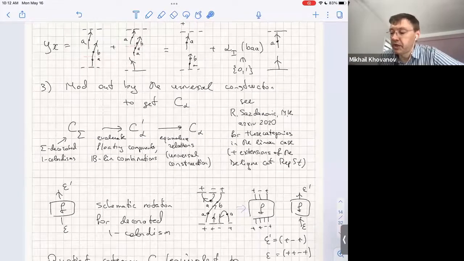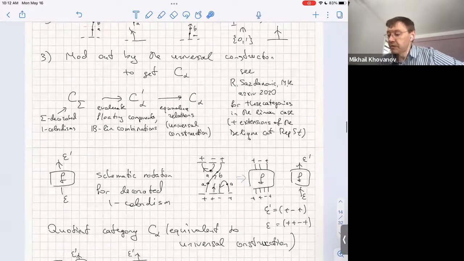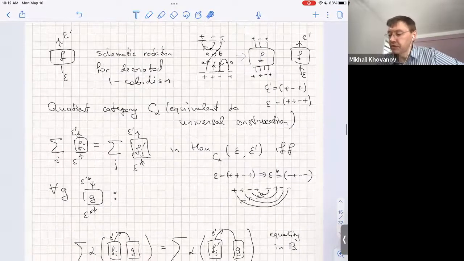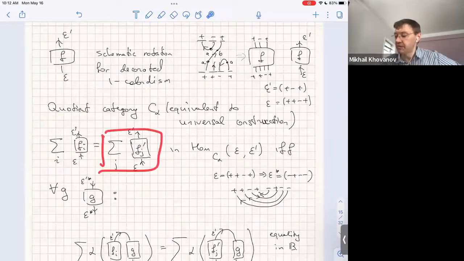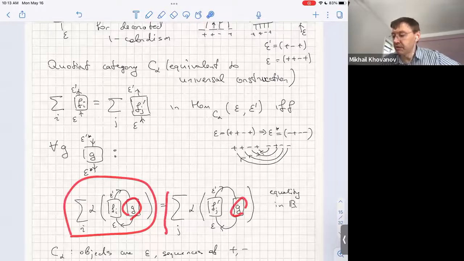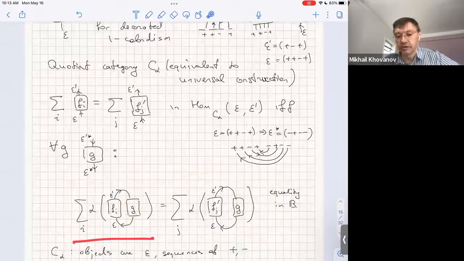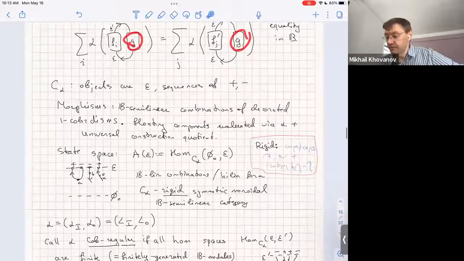In this way, we can go from the category of decorated cobordisms first to the category where we can evaluate floating components and allow sums of combinations. And then you also add this universal relation. As we already discussed, one sum of diagrams is equal to another sum of diagrams if, no matter how you close them up and evaluate, you get the same number. So either both terms are equal to zero or both terms are equal to one for any closure. And this is our category.